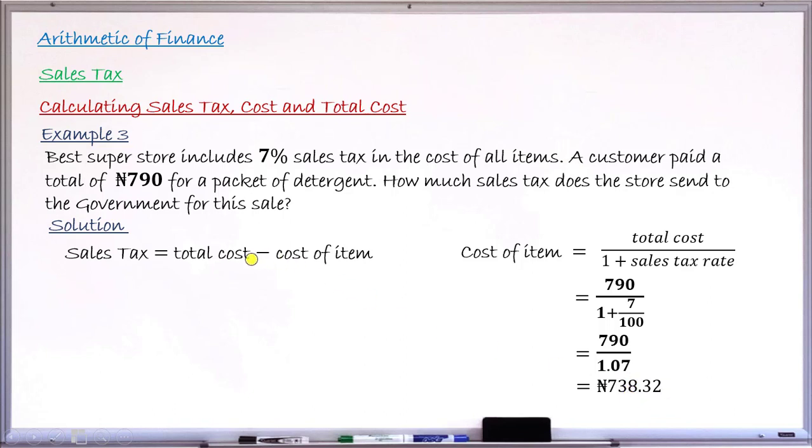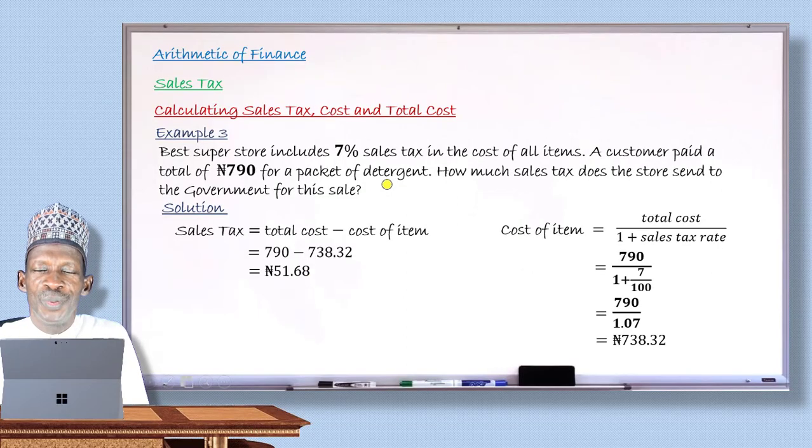So let me just go back and substitute here to find the sales tax. This will now be given by 790, that is the total cost, which is here, minus the cost of the item, which we have just calculated here, 738 naira 32 kobo. Subtracting this correctly from 790 gives the result 51 naira 68 kobo. So this is the tax that will now be paid to the government as a result of selling this one packet of detergent. With these examples, my dear student, I have come to the end of this lesson. I hope you find it resourceful.